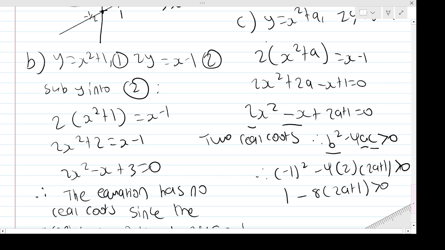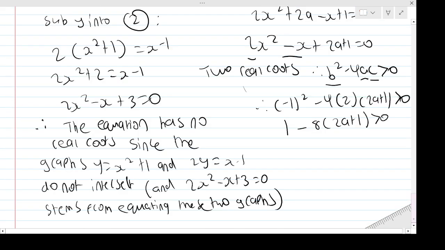Then I could expand it even more to get 1 minus 8 times 2a, which is 16a. Minus 8 times 1 is minus 8, greater than 0. Then I have minus 16a. 1 minus 8 is minus 7. Well, I could just move the 7 to the other side to get minus 16a greater than 7. Cool. Okay, well then I'm going to divide by minus 16.